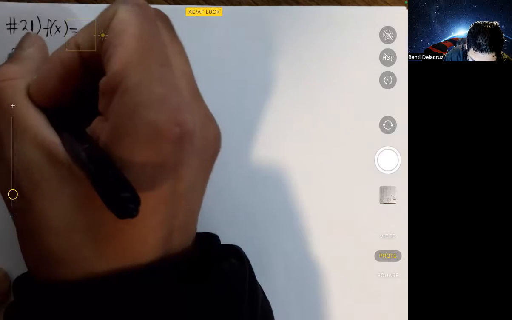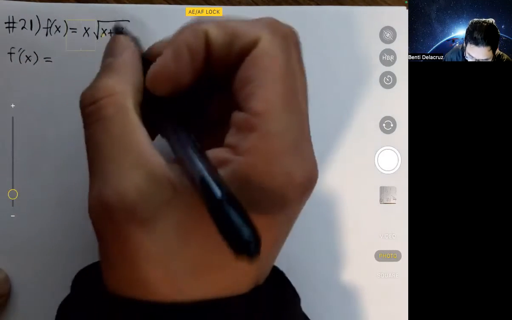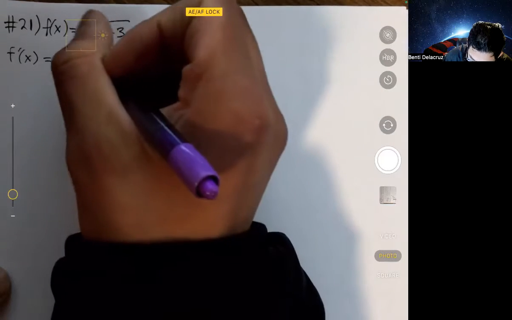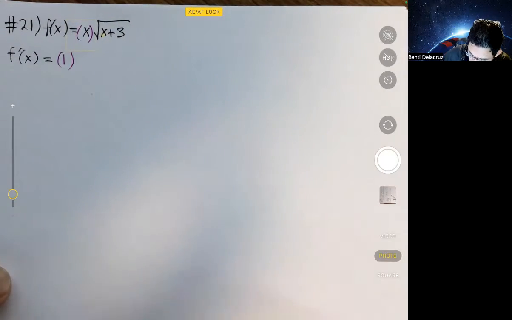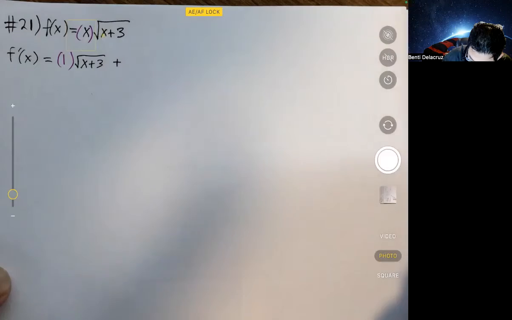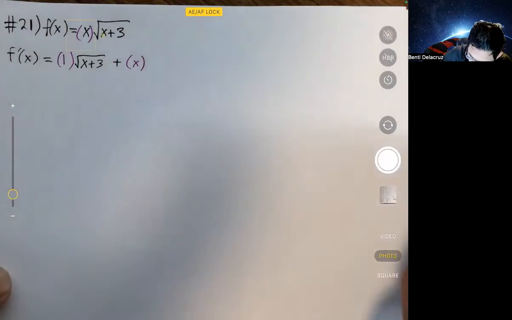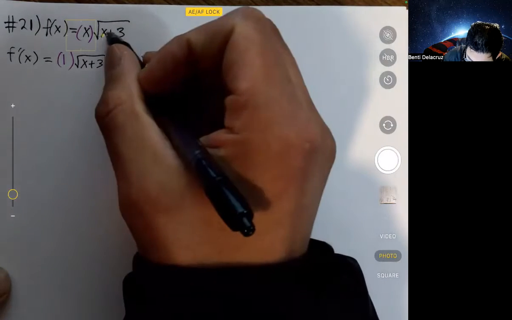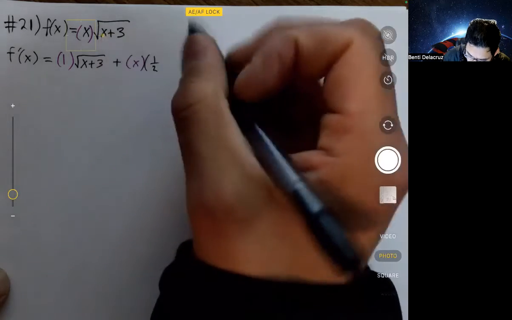So let's first find the first derivative. F prime of x will be, we're going to use product rule because we have a function times a function. The derivative of x will just be 1. Keep the second function as is, times x plus 3, plus x multiplied by the derivative of the second function. Remember, this is x plus 3, which is the same as x plus 3 to the 1/2, the square root.